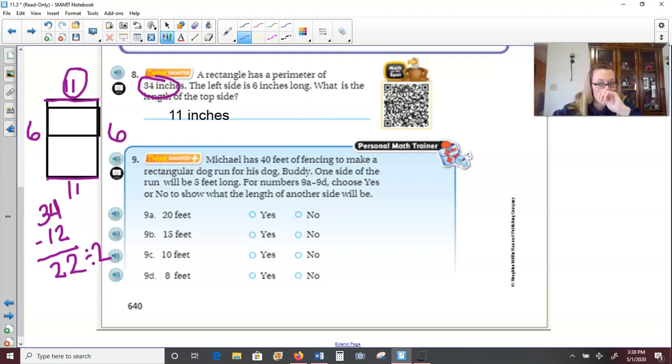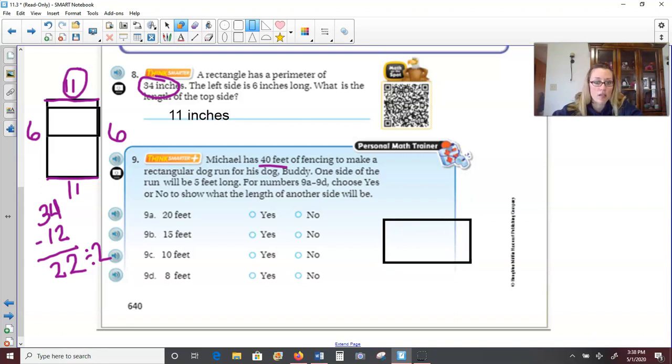All right, moving on to number 9, another Think Smarter problem. Michael has 40 feet of fencing to make a rectangular dog run for his dog Buddy. One side of the run will be 5 feet long. And we need to choose yes or no to show what the length of another side could be. So let's just draw another rectangle. This could represent the run he's making for his dog Buddy. And we know that one side will be 5 feet long.